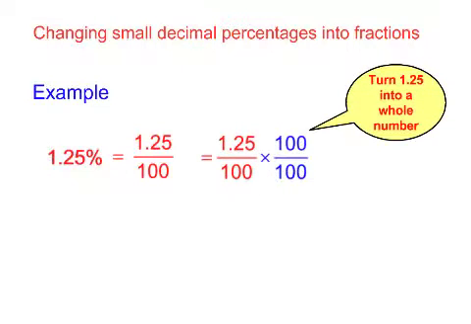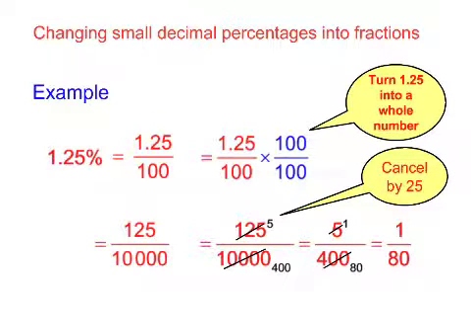Now let's look at a small decimal percentage. We have here 1.25%, which is the same as 1.25 divided by 100. Again, we need to turn the 1.25 into a whole number, so this time we multiply by 100, because 1.25 has got 2 decimal places. And similarly, we must multiply the denominator by 100 as well. The top line becomes 125, the bottom line becomes 10,000, which cancels down into 1 over 80. So 1.25% is 1 over 80 as a fraction.